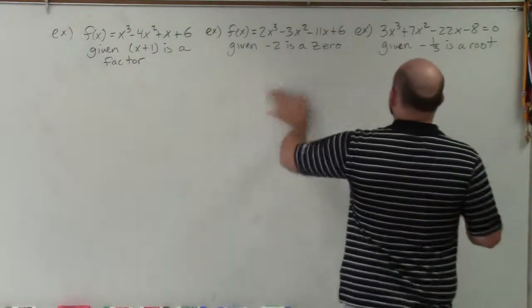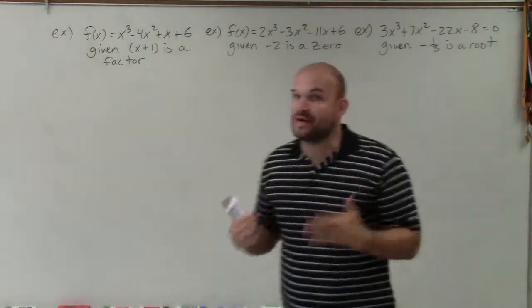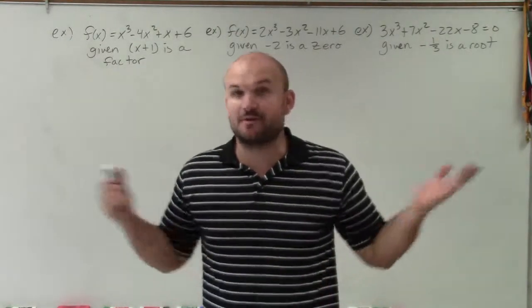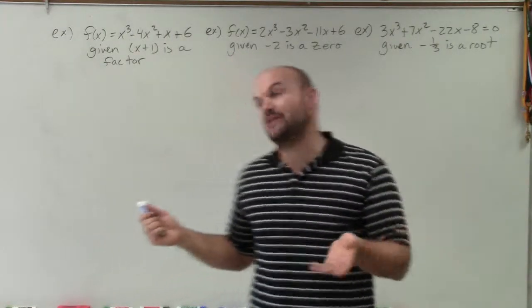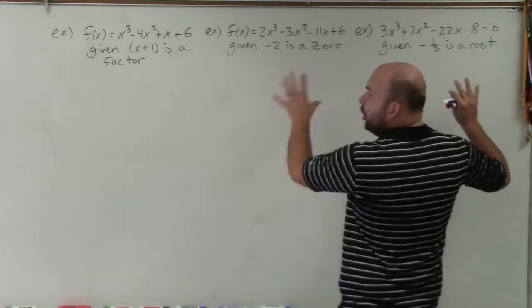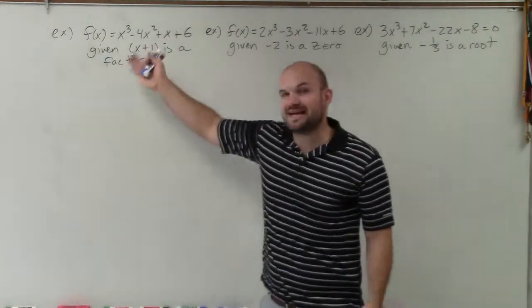Actually, the zero and the root are already two solutions of a polynomial. That means they're x-intercepts. They're where the graph crosses the x-axis. So those are actually already two solutions. But they want us to find all of the solutions. So what exactly is a factor?